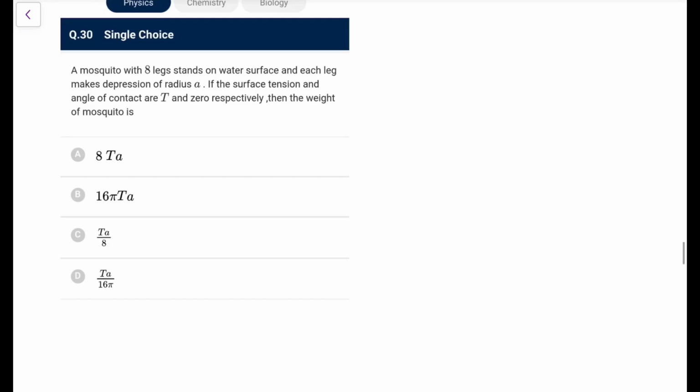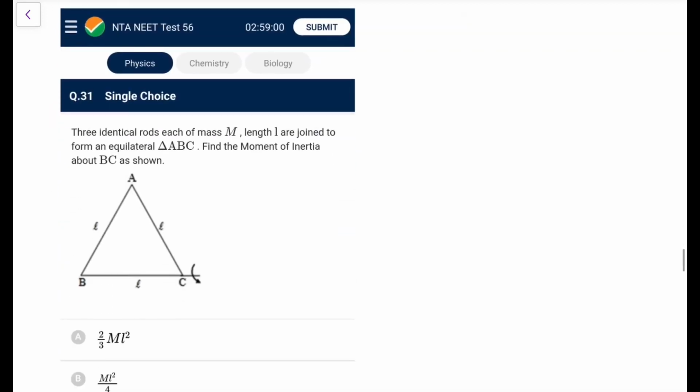Next, go. Mosquito with 8 legs. This is a standard question. It stands on water, and each leg makes a depression of radius a. If the surface tension is T, then the weight. So it is a radius a. So each leg will put a force T into 2 pi a, and 8 times that would be equal to mg. That would be supporting the weight. So this is definitely something you have done in your surface tension. So the weight is going to be 16 pi Ta. So easy one for you.